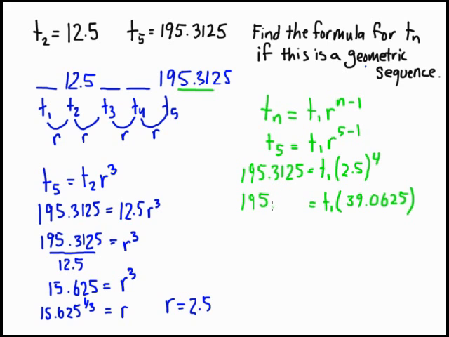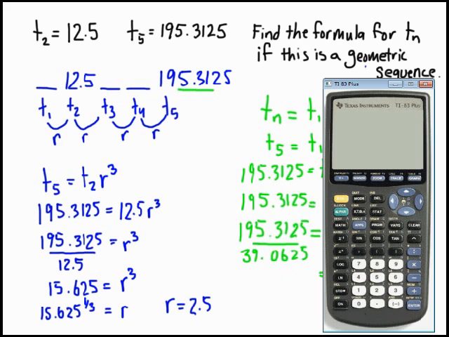So 195.3125 is equal to term 1 times 39.0625. If we want to solve for term 1, we just have to divide both sides by 39.0625. Let's try it: 195.3125 divided by 39.0625. That will give us term 1.